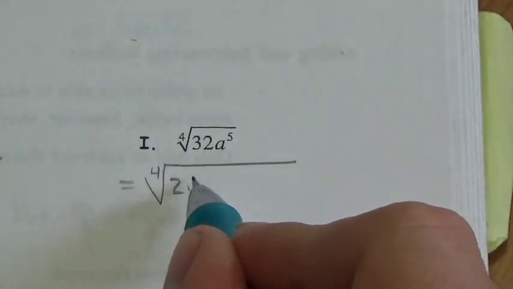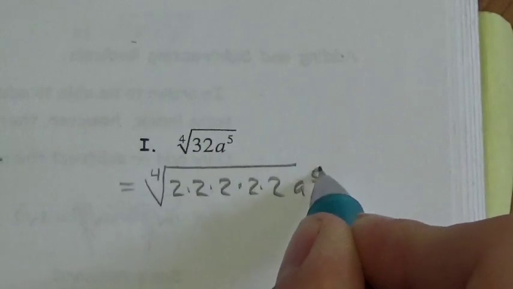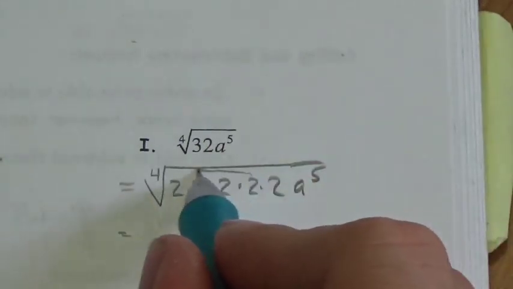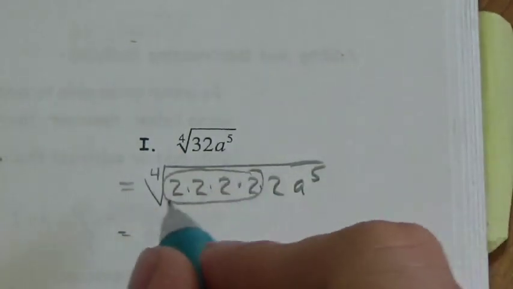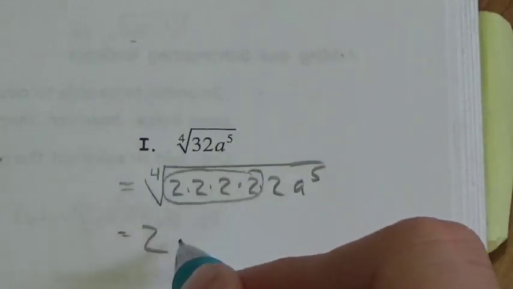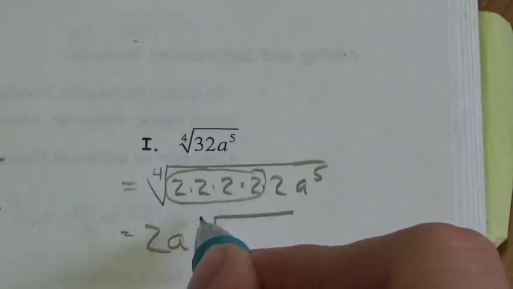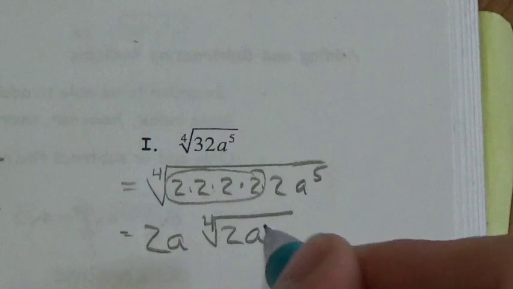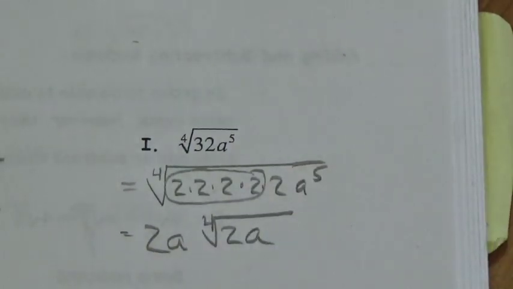So 32 is 2 times 2 times 2 times 2 times 2. We've already actually worked with that one. I'm looking for the 4th root, so I'm looking for a group of 4. Unfortunately, that doesn't deal with all of them. There's still a 2 left over. So there will be a 2 out front. 5 divided by 4 is going to be a to the 1. And now I've got to look at what's left over. There's going to be a 2 left over and another a, one final little a left over. So 2a multiplied by the 4th root of 2a.